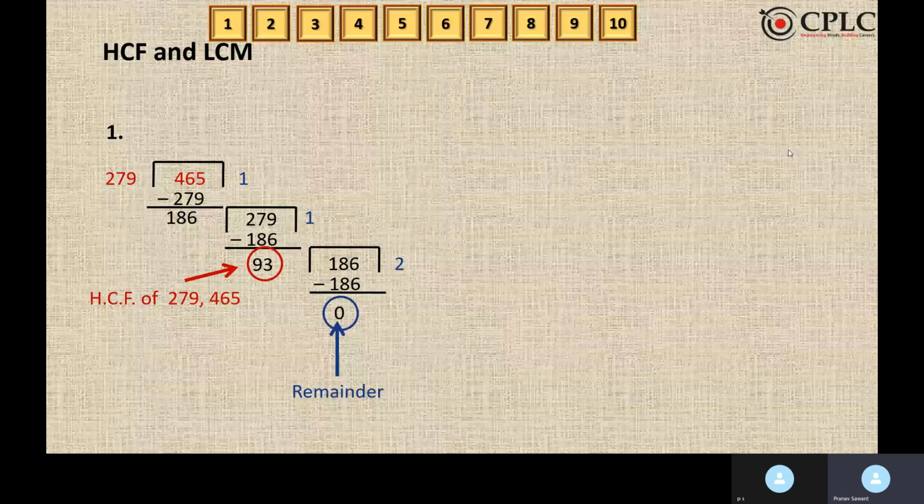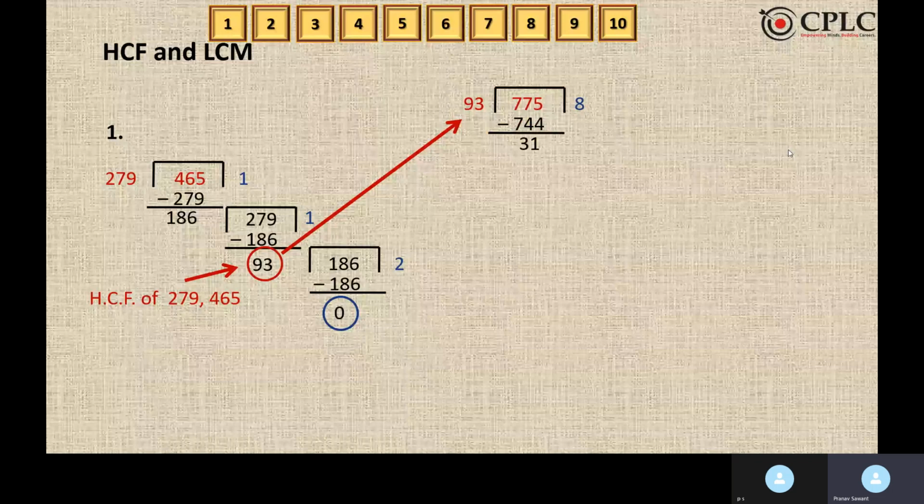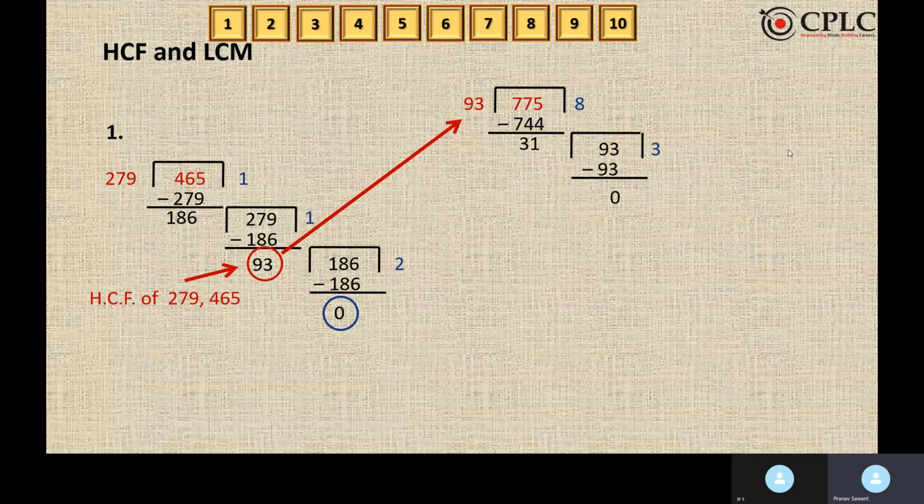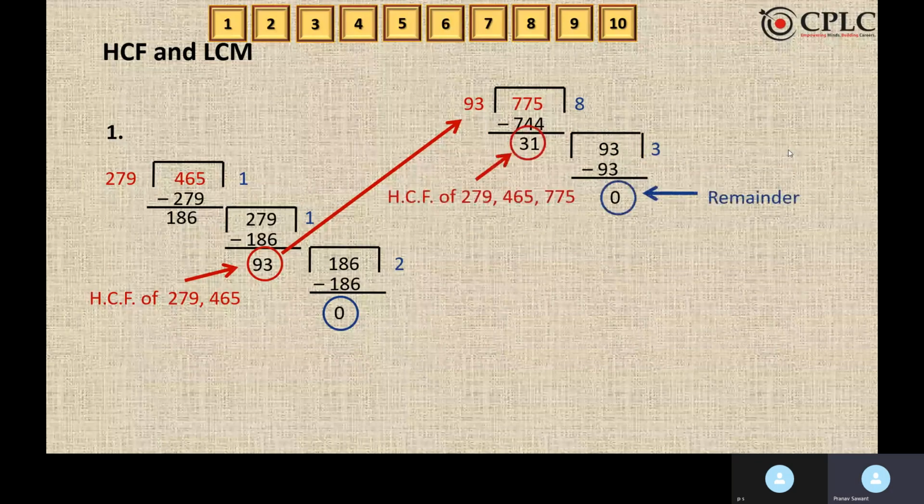But over here, there are three numbers that we have. So 93 is not the final answer. So when we have three numbers, we will compare the HCF with the number which is left. And again follow the same steps. 93 8s are 744, remainder is 31, 93 carried forward. 31 3s are 93, remainder is 0. And now I can say that 31 is the final HCF. It's the HCF of 279, 465 and 775.